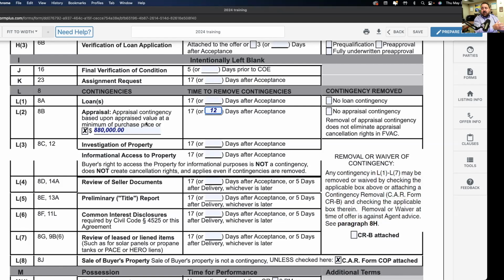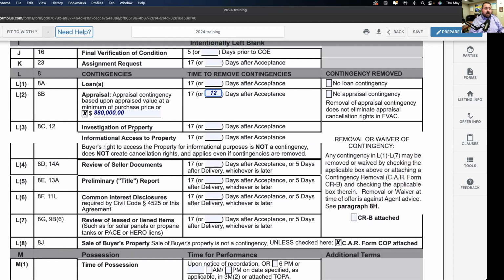So that's how I'm showing strong offer. Instead of saying no appraisal contingency, I'm saying I just needed to appraise for this amount and I'll take care of the rest. Okay. Investigation of property. That's the amount of time I need to do all my investigations, which means review disclosures, go to the city, hire any inspectors I want. This is the time I have to do that.